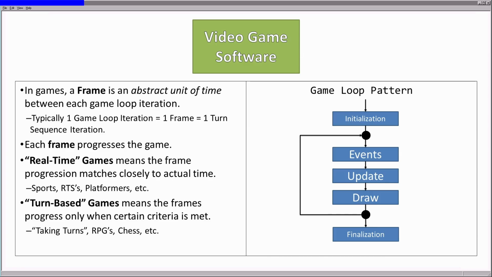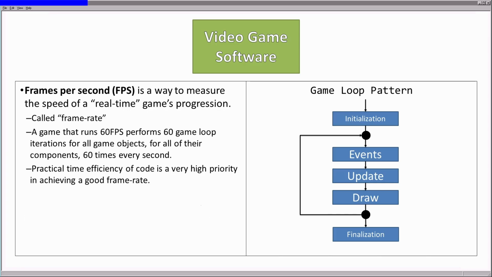Turn-based games mean that the frame progresses only when it meets a certain criteria, taking turns like in RPGs or chess. Frames per second or FPS is a way to measure the speed of a real-time game's progression. This is called the game's frame rate, and a game that runs 60 frames per second performs 60 game loop iterations for all game objects for all components 60 times every second. Practical time efficiency of code is a very high priority in achieving good frame rate.